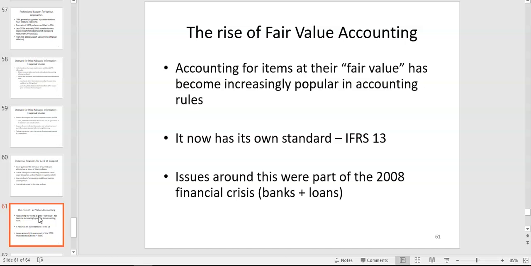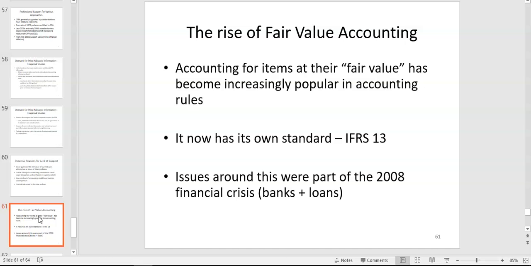And it even has its own standard, IFRS 13, that tells you how to determine fair value for line items in the financial statements. This is not dissimilar to exit price accounting, albeit fair value accounting is really just a tweak to the historical cost accounting framework, in that you will measure certain assets at fair value, particularly financial instruments like share investments, like loan investments.